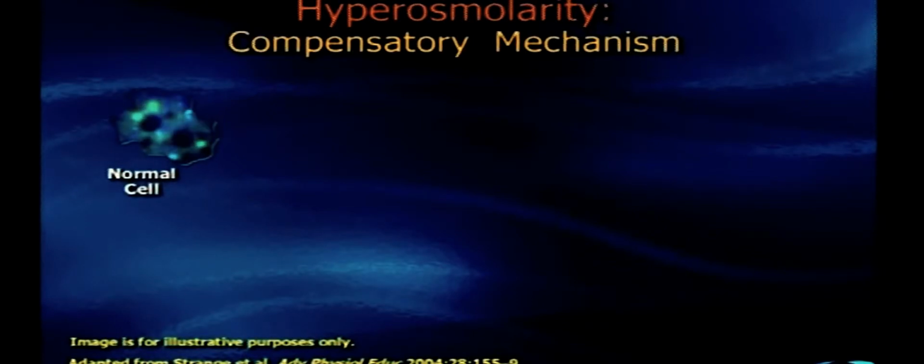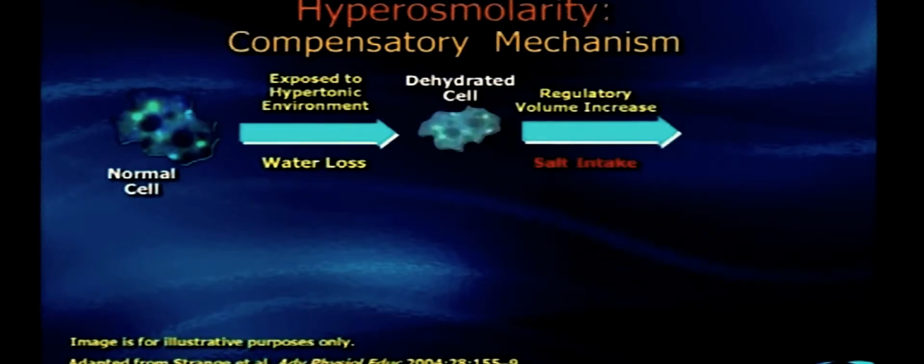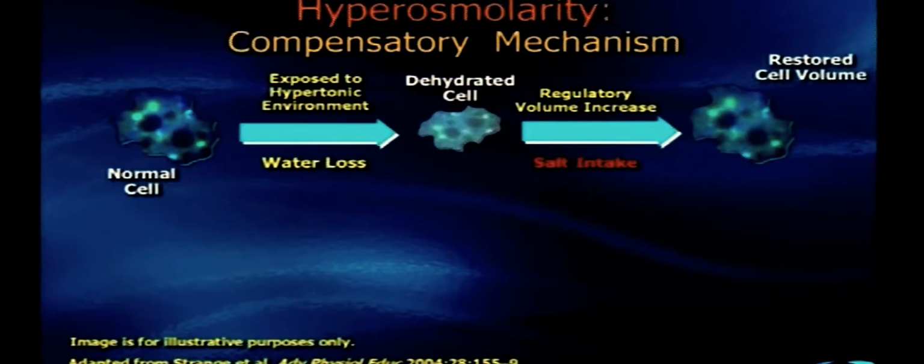So this was one of the animations that we saw earlier, where when there is water loss, there is a dehydrated cell, but you can't have a whole tissue shrinking. So what does the cell do? It does what it calls regulatory volume increase. And it does that by imbibing certain salts, so the cell volume gets restored.